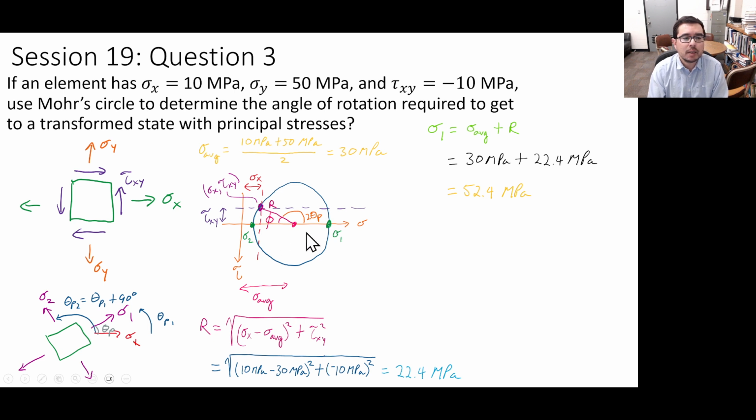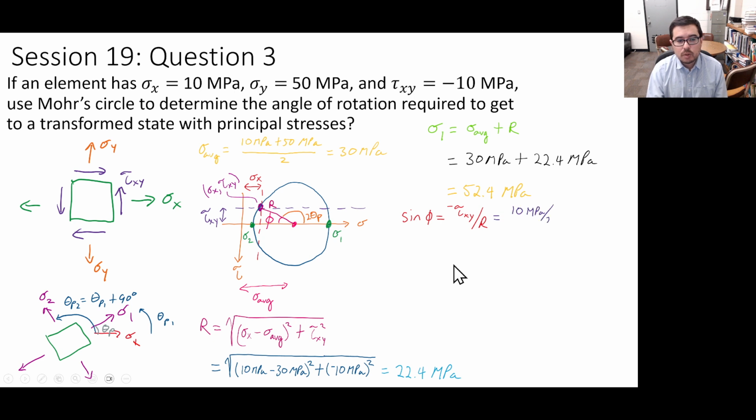We know the radius. We calculated it previously. That's the hypotenuse. So using Pythagorean's theorem, or sorry, not using Pythagorean's theorem, we already did that. Using a trigonometric function with two of these three sides, we can figure out what phi is. So let's go ahead and use sine phi, and that's going to be equal to minus tau xy to give us a nice positive number, divided by r. Okay, so that's the opposite over the radius.